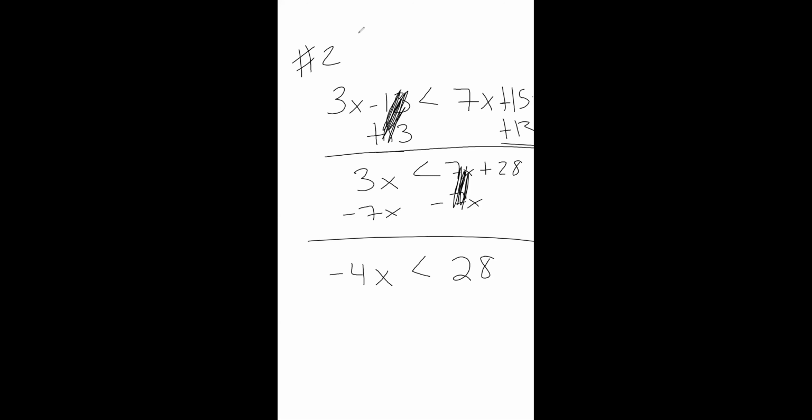So I always divide by what's in front of the x. So that's a negative 4, and this is the negative 4. This is where everybody was making their mistake. Here I'm going to go ahead and put x. They know that 28 divided by negative 4 is negative 7. But remember what happens when you divide by a negative and there's an inequality. That sign has to flip. You have to flip the sign. So this would be x is greater than negative 7.